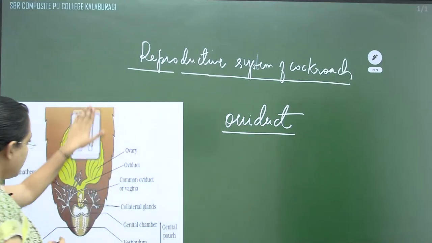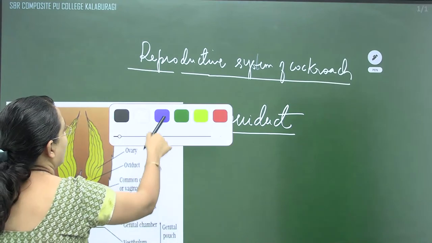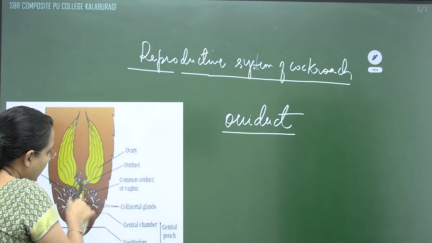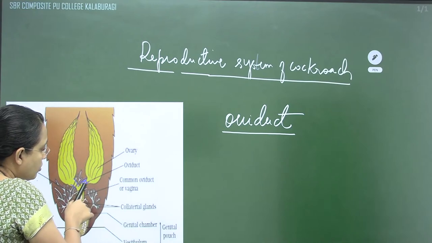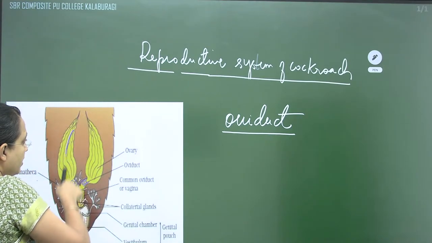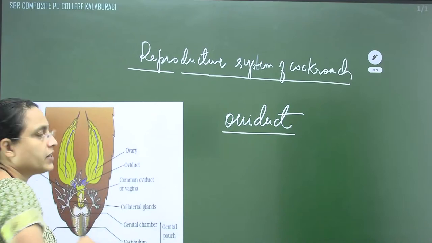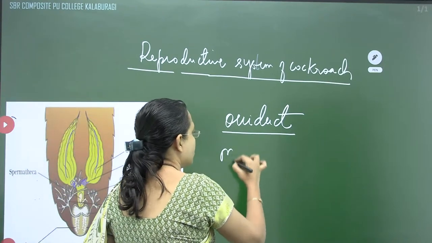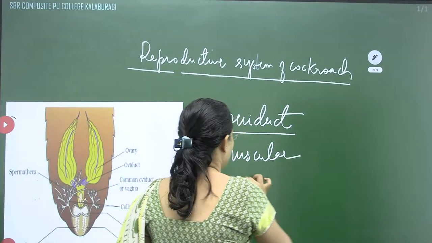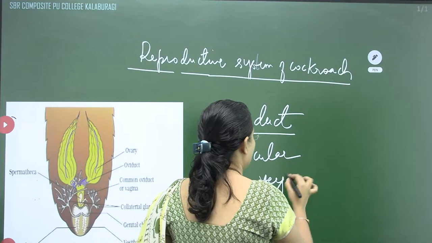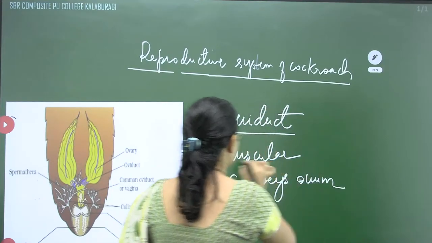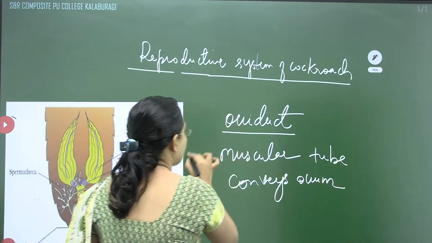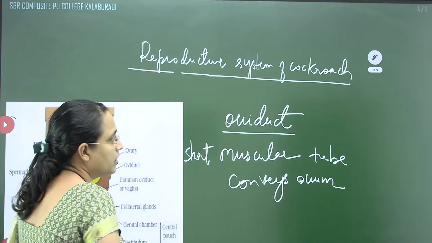So as you can see, the oviduct here is going to be very thick, and it is also highly muscular. A pair of ovaries are there, and also there will be a pair of oviducts. Got it? So this was about the muscular tube. It is muscular, and of course it conveys the ovum. It's a very thick but short muscular tube.